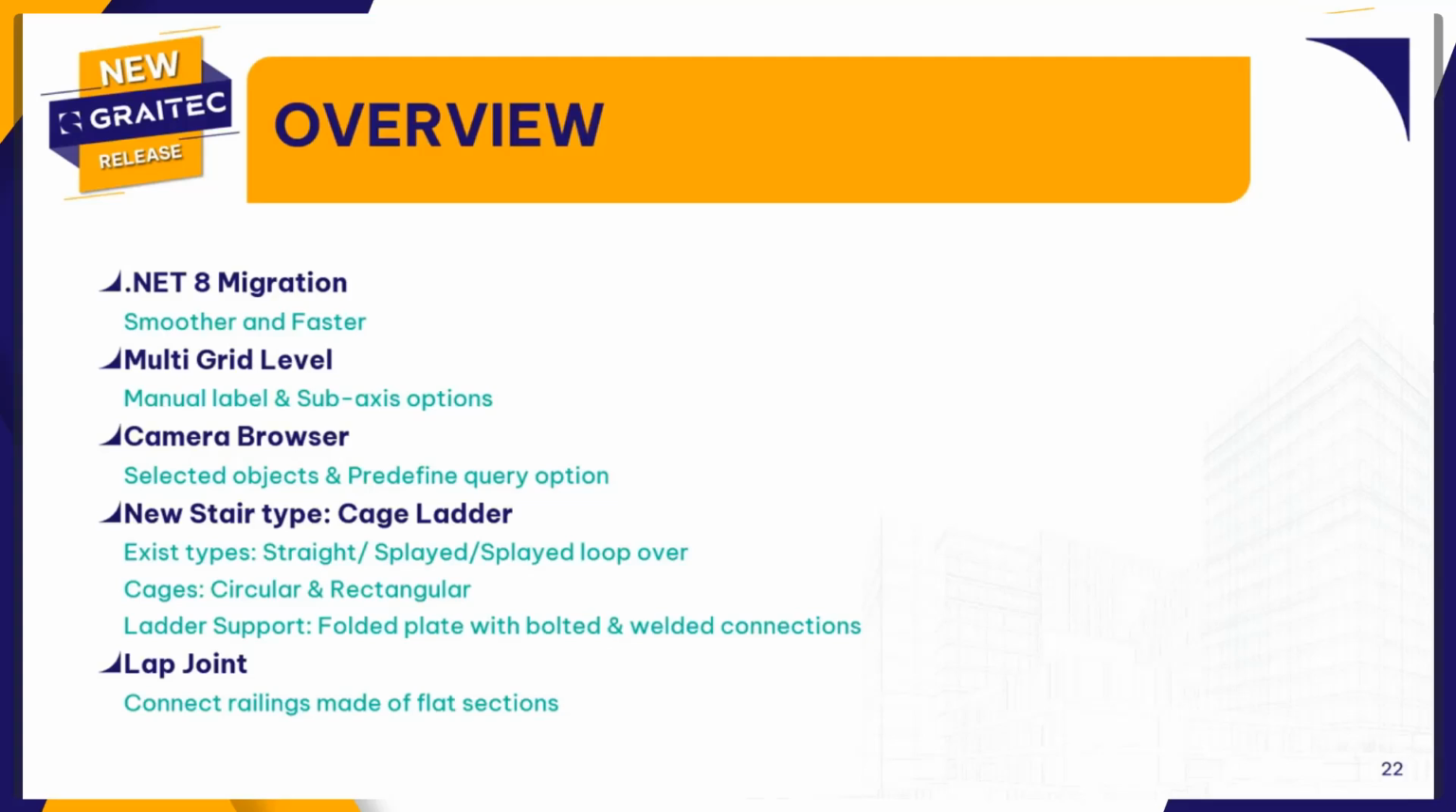We have a new type of stair, the cage ladder, that is allowing you to have different types of exits, straight, split, or split loop over, with the cage that is circular or rectangular, with ladder supports with folded plate, with bolted and welded connections, the top mini platforms and so on. And the last one is the lap joint that is connecting railings made of flat sections.